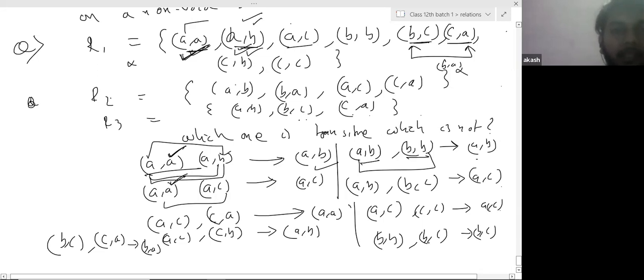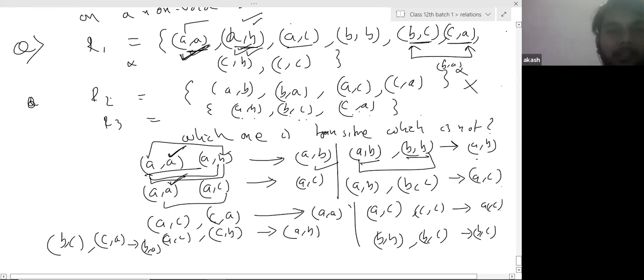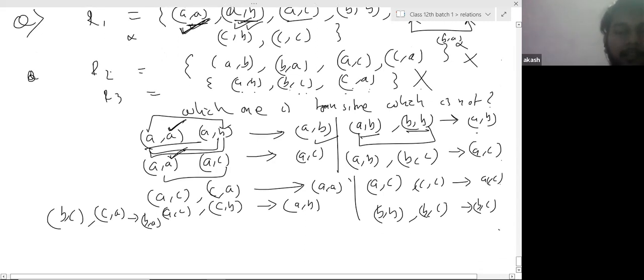Now for the second one, A comma B is there, B comma A is there, A comma A must be there, but A comma A is not there, so this is also not transitive. This is clear? Everyone, is this clear? Yes, sir. All right, now the third one. Third one is very easy also. A comma B, B comma C. So A comma C must be there, but no. So this is not even transitive. So no one is transitive here.